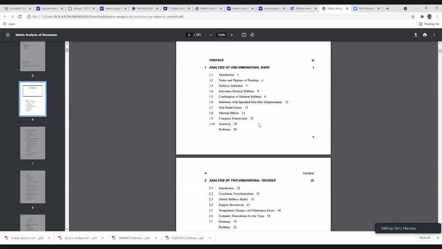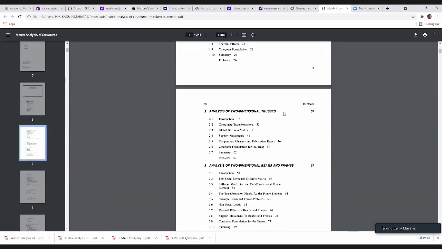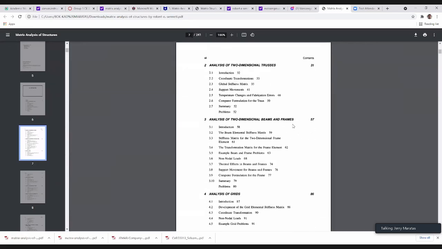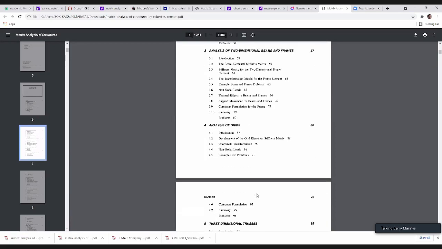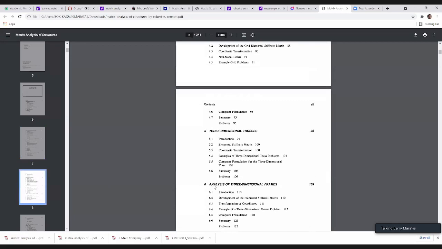So analysis of one-dimensional bars, two-dimensional trusses or 2D trusses. You have studied all of these in theory of structures. I think it must be a prerequisite before you can take up the subject. So you should have taken theory of structures. So you're familiar with the analysis of two-dimensional trusses, two-dimensional beams and also frames, analysis of grids, three-dimensional trusses, then the three-dimensional frame.